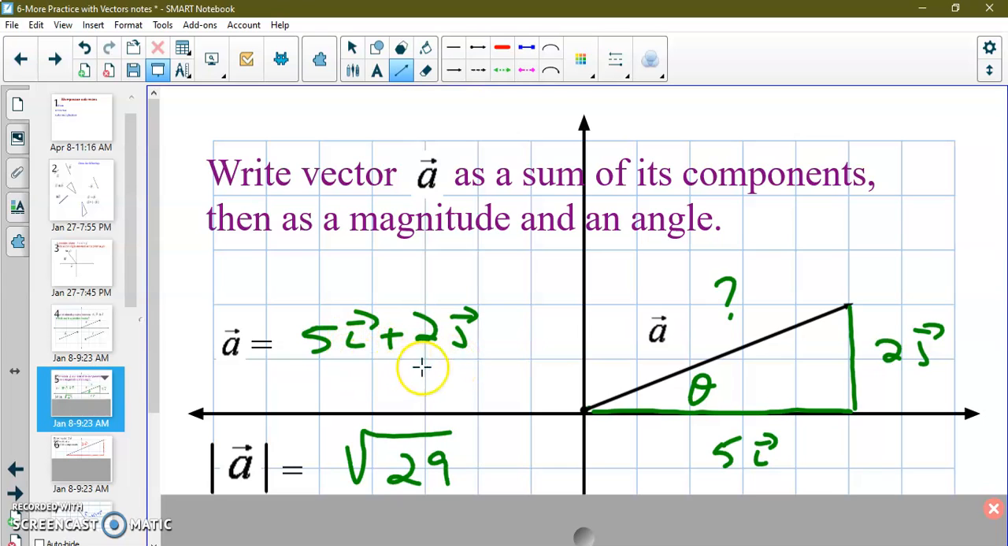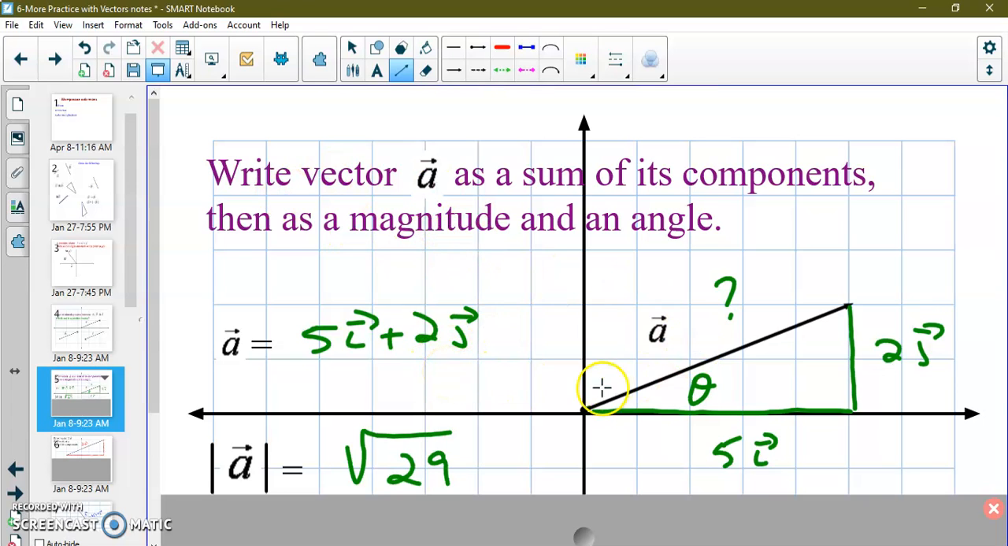Remember, in math, we always want to write our variables in alphabetical order, so that's why we always write the i term first and then j. Same as an ordered pair, we put the x value or horizontal value first and then the y value second.